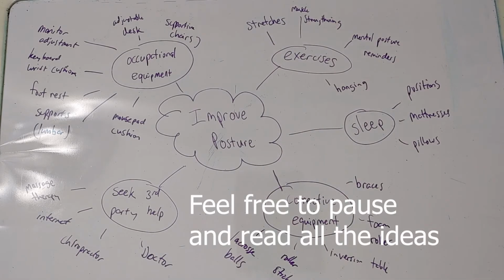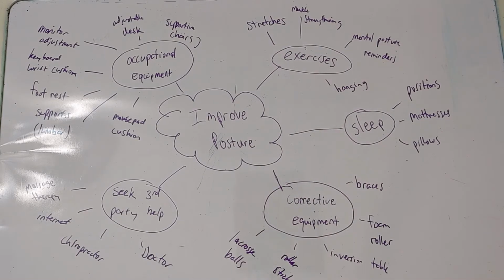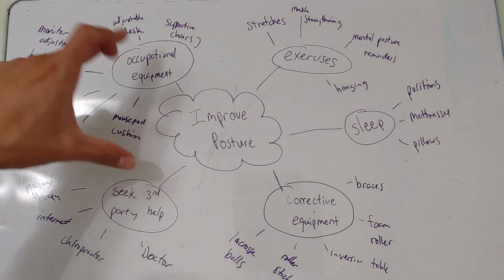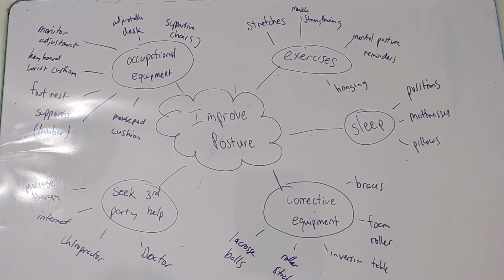Okay, so now we have our completed mind map. So just a couple things to reiterate is that for your primary categories, right now we have these two here, these three on the right, you want to use the phrase, you can solve the problem through blank. So like you can solve the problem through sleep, through exercises, through corrective equipment, through occupational equipment, stuff like that.